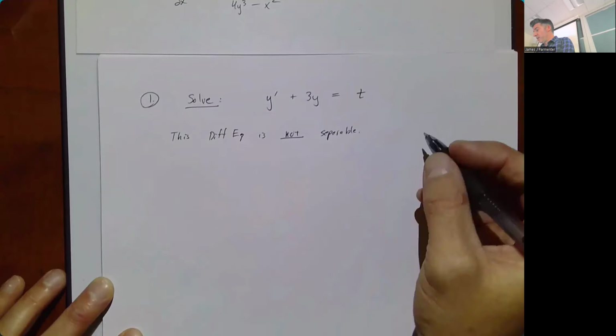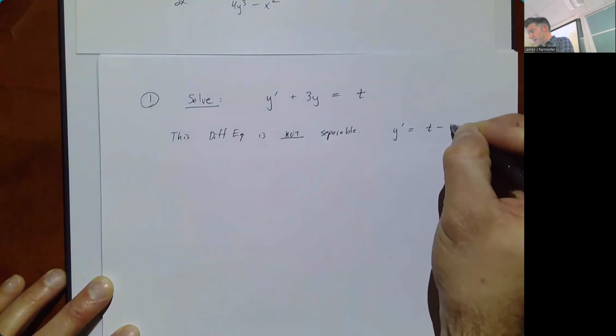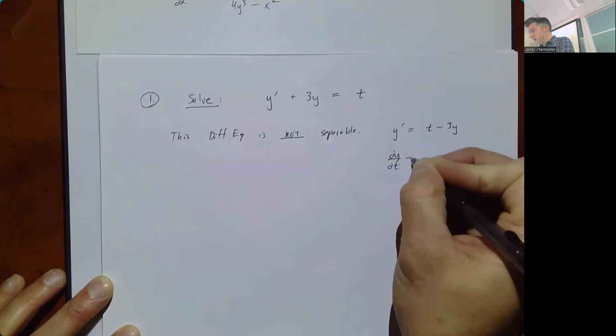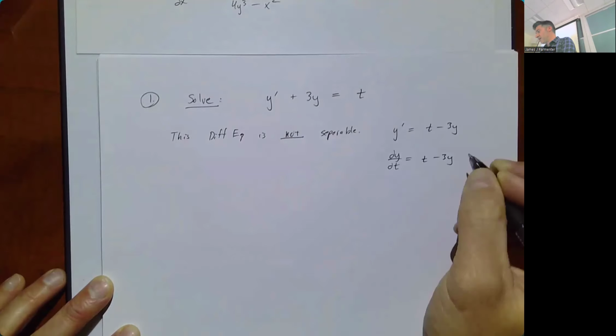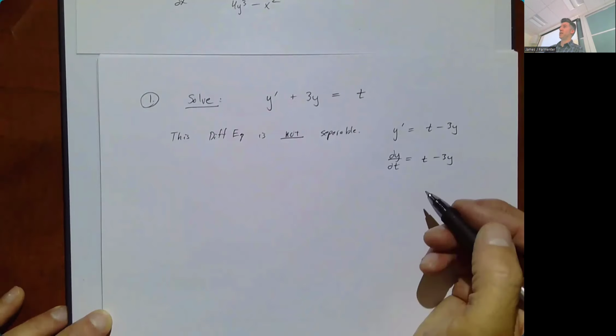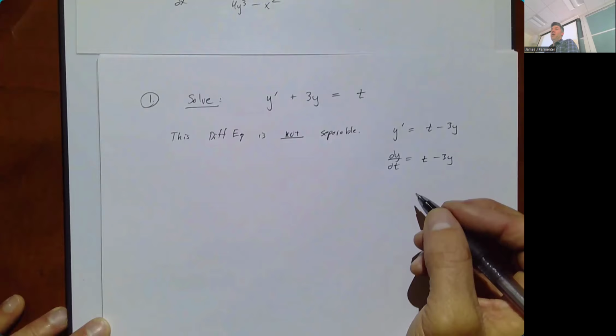So here, I would point out, if you tried to isolate y prime, right, y prime equal to t minus 3y, or dy/dt equal to t minus 3y, this right-hand side cannot be expressed as something with just t's and something with just y's. So it's definitely not separable.